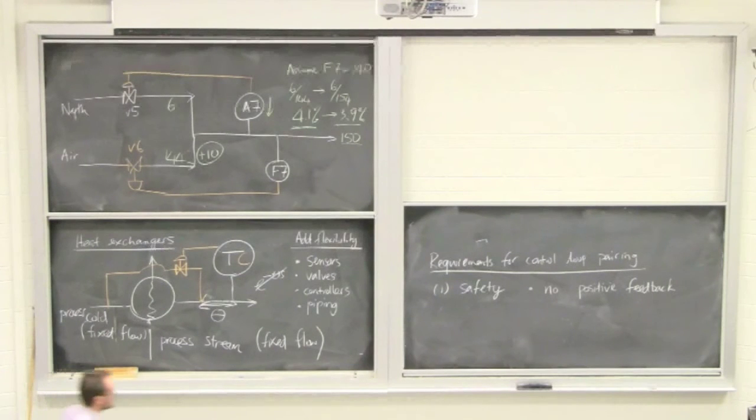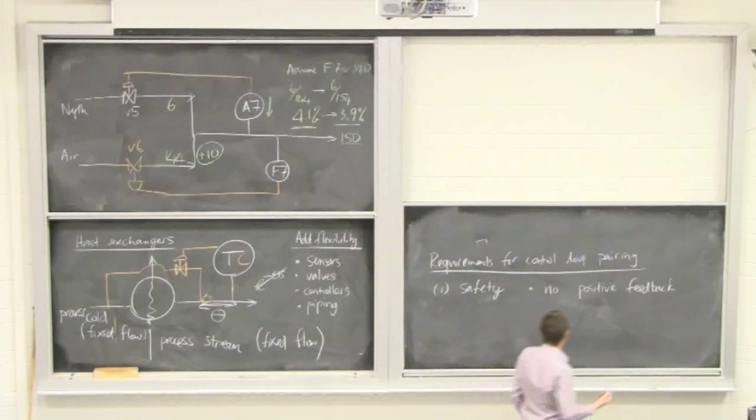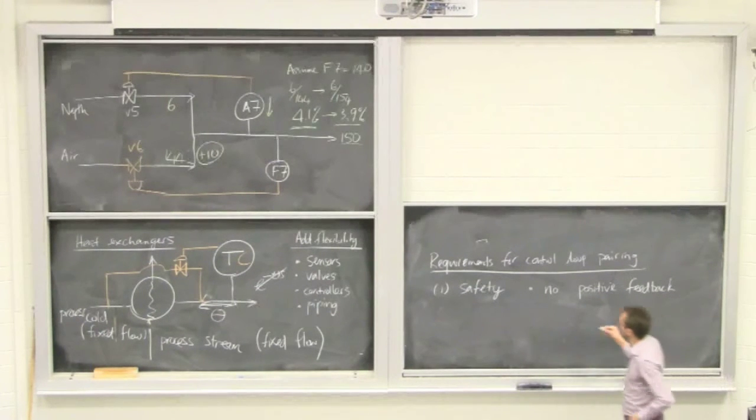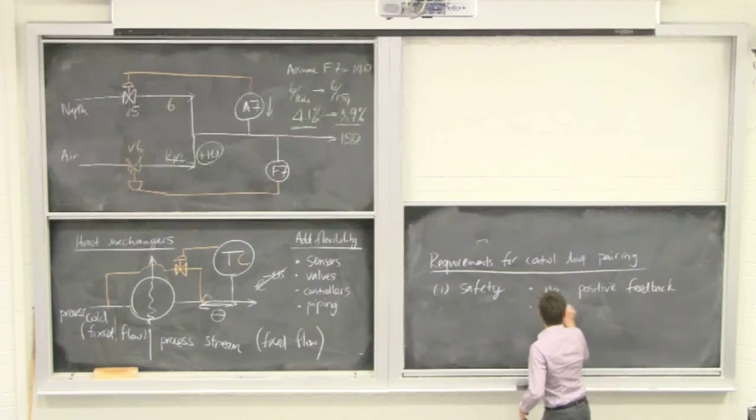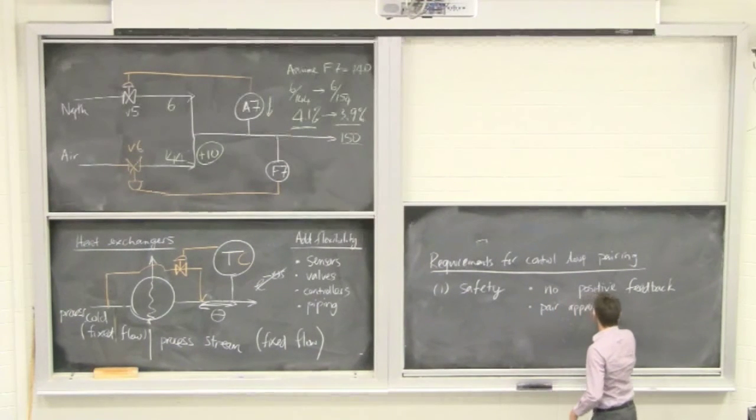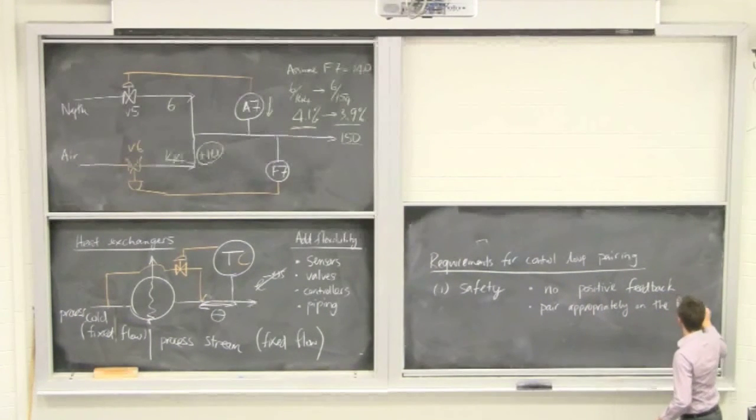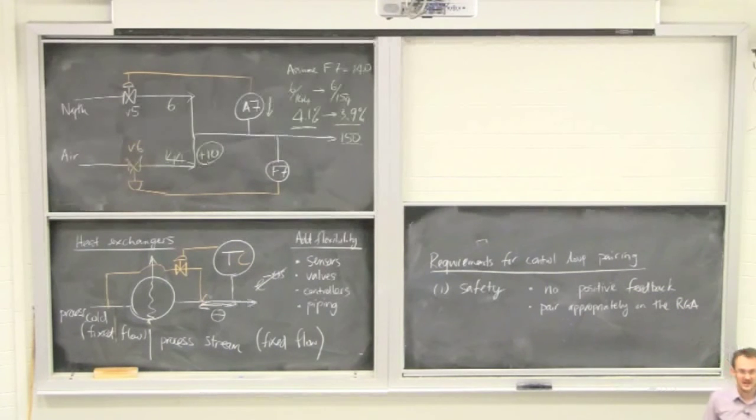So safety is ensured by tuning your control loop properly, and that's something the control engineer will do. The other way we do this is pair appropriately on the RGA elements. If you look back at Dr. Marlin's notes or Seaborg's notes, there's rules on pairing with RGA, and negative pairing is never desirable and can lead to unsafe operation. So we ensure safety by those two approaches.